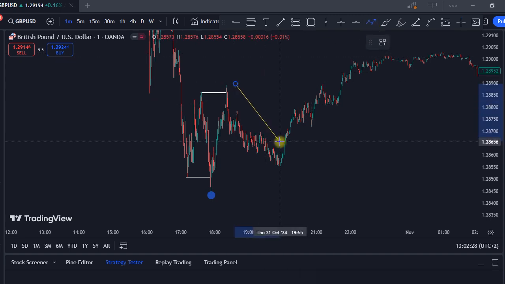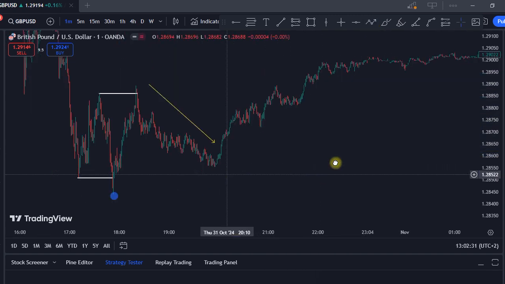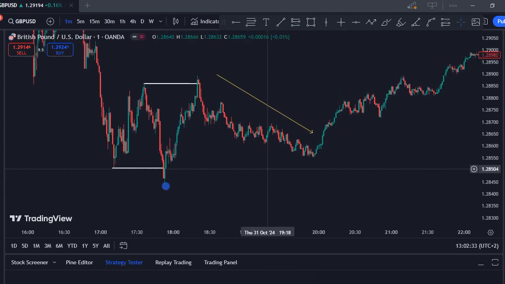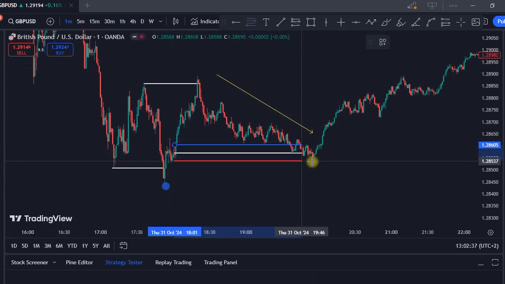The market gave us a reversal over here, and it tapped into a significant zone, which was this order block over here. So the market tapped into this area and then pushed to the upside. So this is the first trade that we were supposed to take.